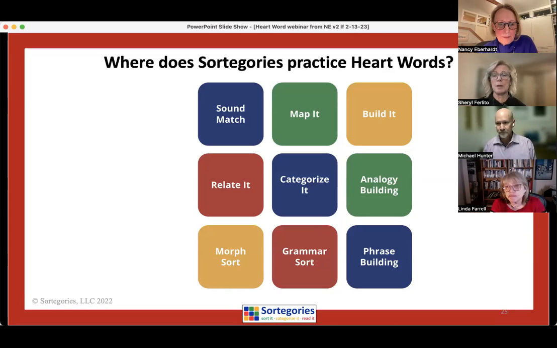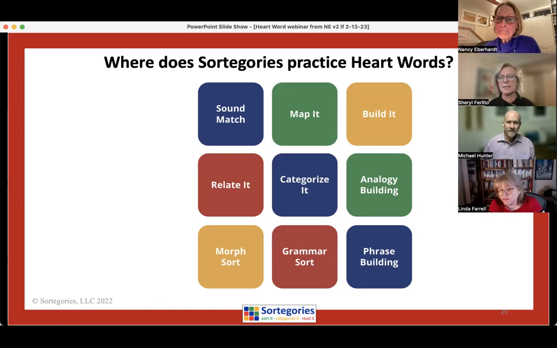And many people are posting in the chat box, no, put them on a sound wall, not on a word wall, no need for word walls. So that question definitely has lit up the chat, which I really appreciate. Okay, Nancy, how does Sortegories practice these heart words?